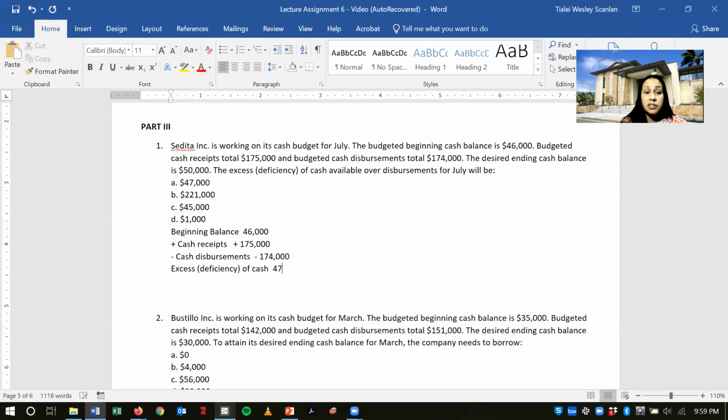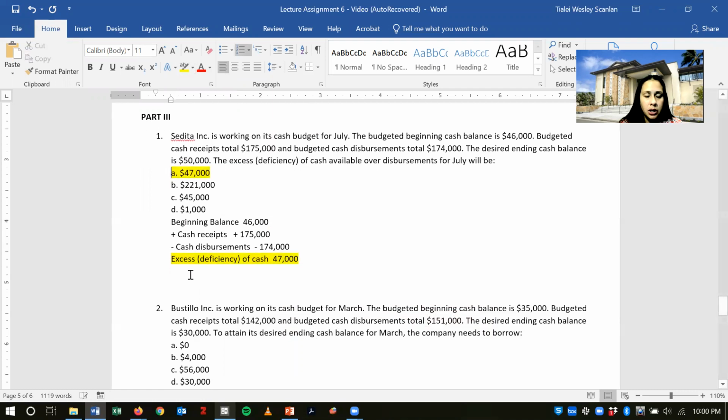So they have an excess cash deficiency of $47,000. If we were moving on to how much would they need to borrow, they would need to borrow $3,000 to get this desired ending cash balance. But since this is asking for excess or deficiency of cash, we will select answer A.